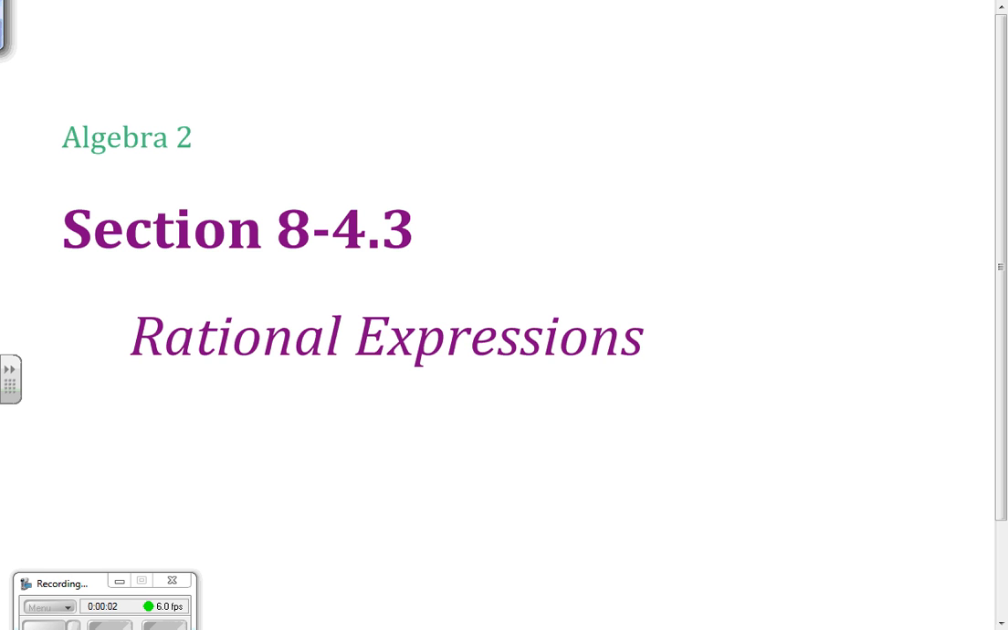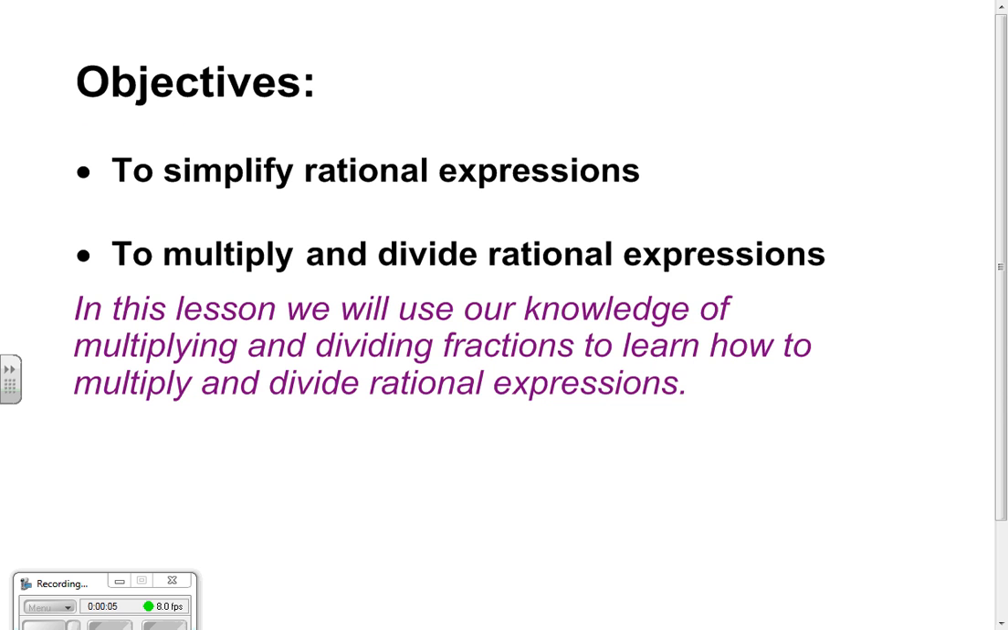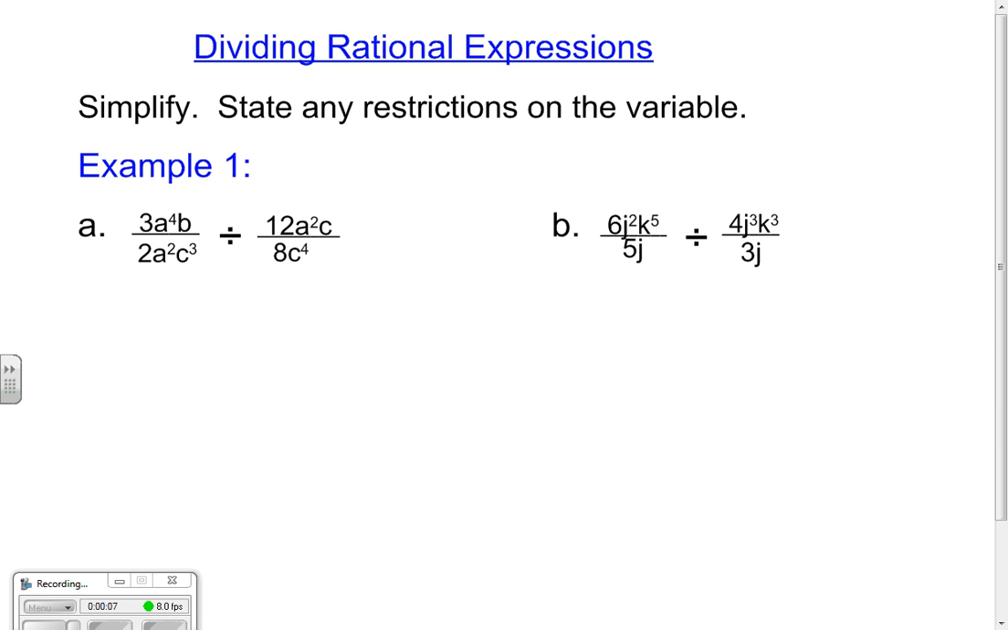Chapter 8, Section 4, Day 3 works with rational expressions as well. Today we're going to learn how to divide them. So anytime you divide a fraction, remember that you flip the second fraction and change it to a multiplication.